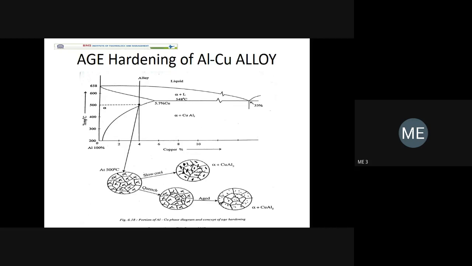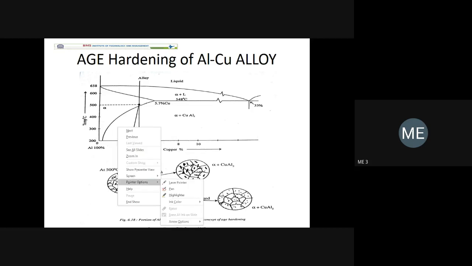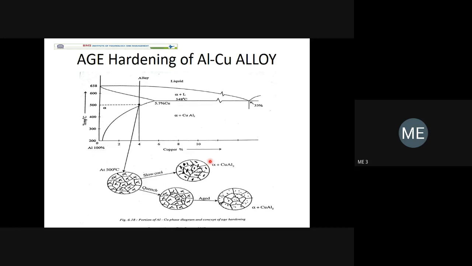The reason is age, which is referred to with respect to time. One year is again time. My age is around 40, which is again with respect to time. 40 times 360 and so on, we can calculate in terms of seconds, minutes or hours. So age is referred to as time. After 1 week, there is a transformation. Initially we have the alpha phase. The alpha phase is transformed to alpha plus CuAl2 phase.